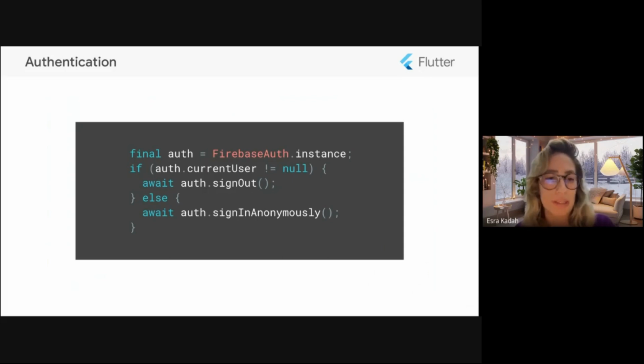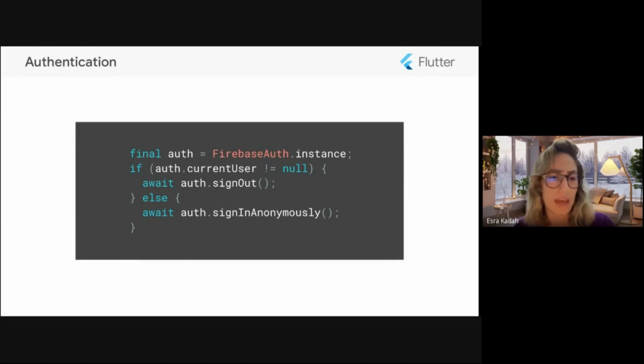If the property is not null, then they must be already signed in, so I will call authentication sign out. Otherwise, I will call sign in anonymously. Anonymous sign in creates temporary authentication credentials for Firebase, which allows users to interact with your data hidden behind security rules, even if the user hasn't signed up for your app. And if the user decides to sign up, then you can link these credentials to the new account.